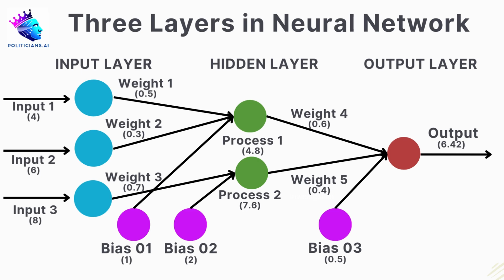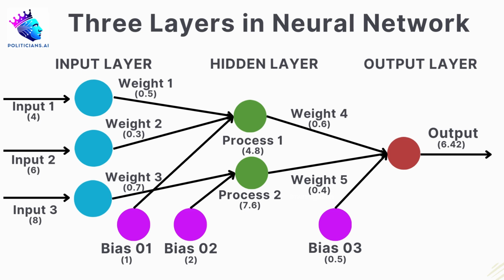Biases. In addition to weights, each neuron in the hidden and output layers has a bias. In the diagram, you'll see bias 01, bias 02, and bias 03. Biases are additional values that are added to the weighted sum of the inputs before producing the output. You can think of them as small adjustments that fine-tune the final result. Even if all the inputs are 0, the bias ensures that the neuron can still produce an output.